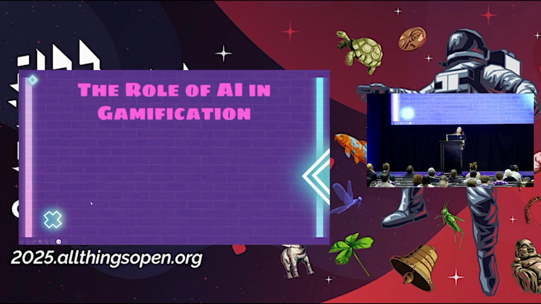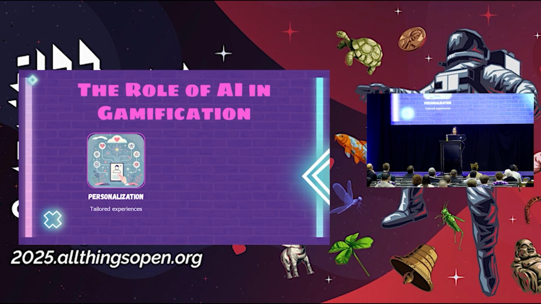So now that we've talked about what gamification is and the principles that make it work, we're going to go ahead and start to really see how we can throw AI into the picture. So the first role that AI plays is personalization. And it helps tailor your experiences to different individuals.